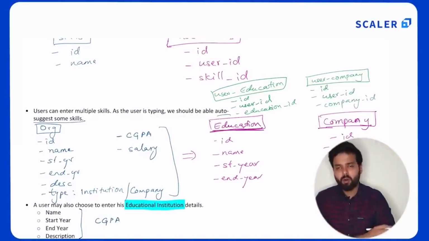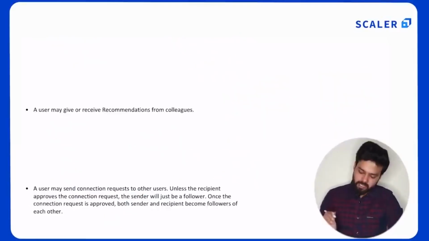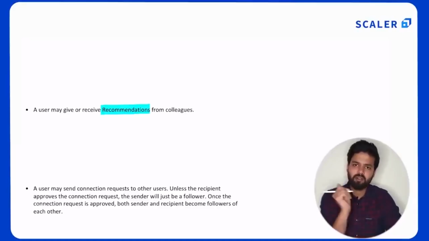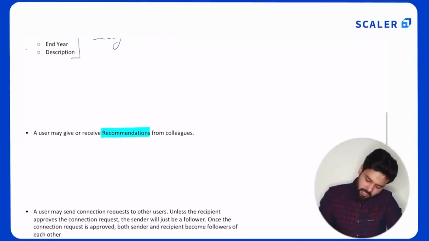Now if I want to find out all the users who have gone to a particular institution, I'll go to the user education table and I'll query select star from user education where education ID equals the institute ID. The next requirement is to have recommendations. Now a particular user can either give recommendations or receive recommendations. Since this is a list, it does not make sense to add this in the attributes of your user. It makes sense to have a separate entity.